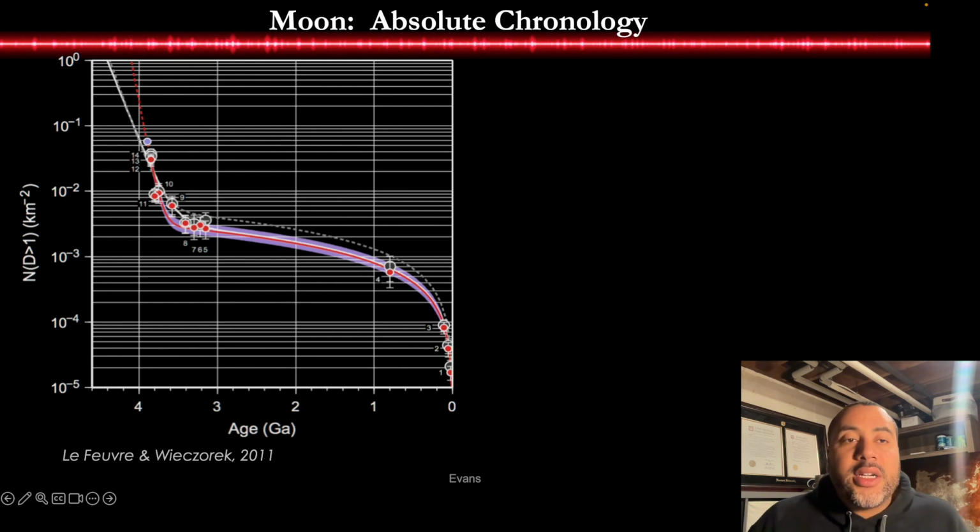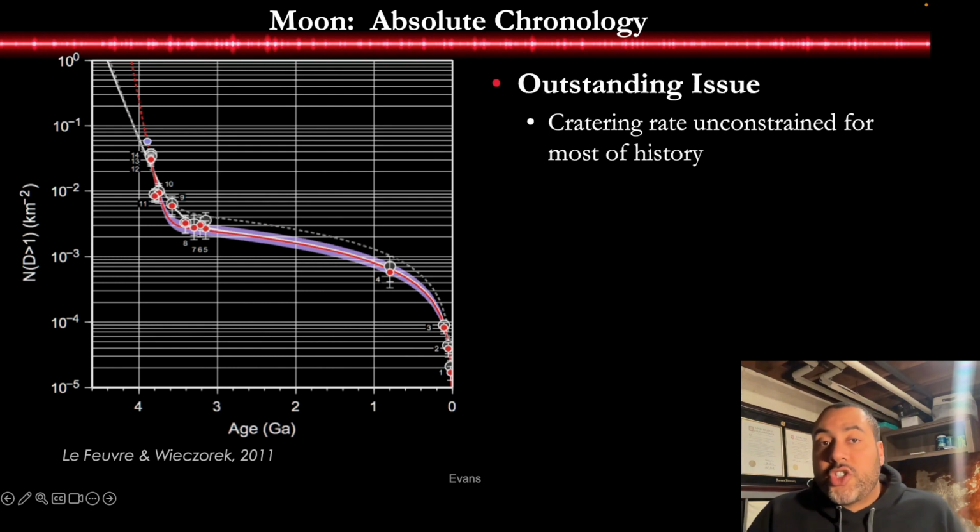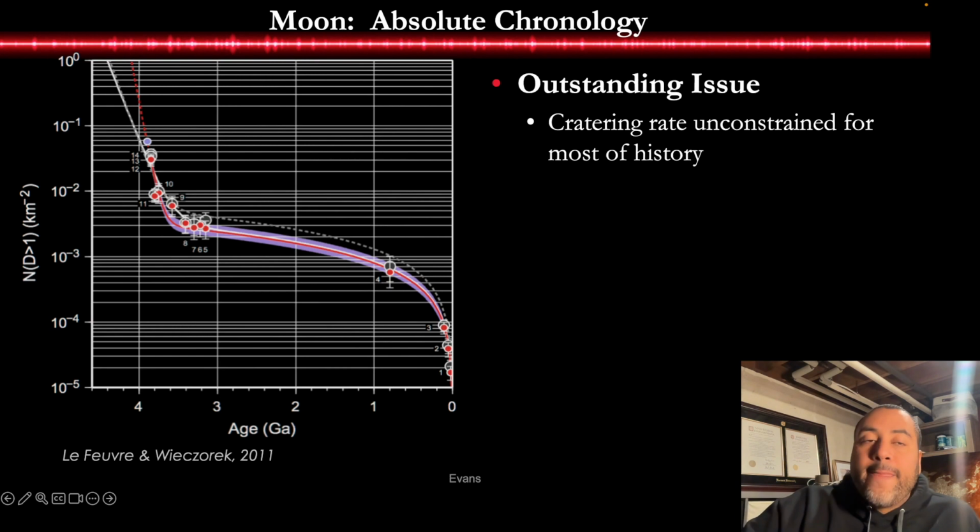But what you see here is that a good chunk of what we believe we can constrain through absolute chronology is around that window between 3 and 4 billion years, and then younger than a billion years. So major portions of this curve are unconstrained. So this is a major outstanding issue in trying to do chronology for the moon and the solar system.